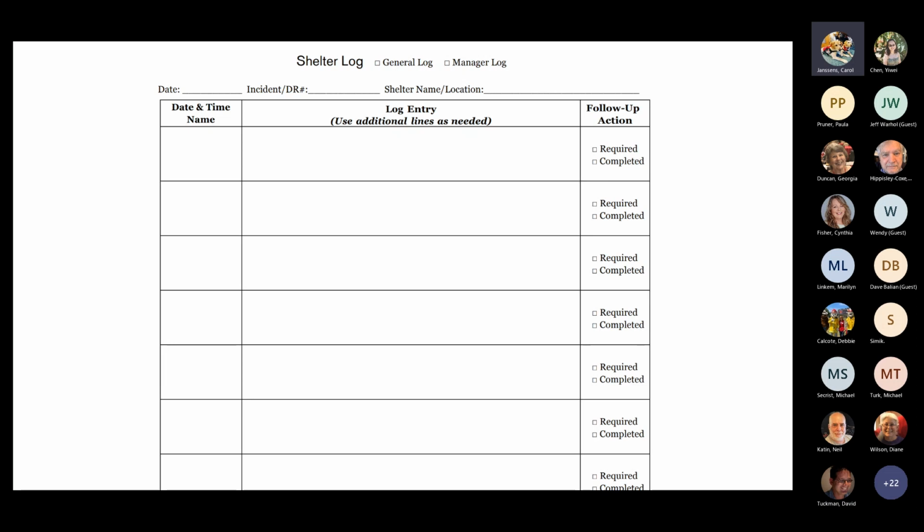But in the manager log, the manager might put that information, because the manager log is more confidential, just for the shelter manager. Also in the shelter manager log, it's a good thing, if you're the shelter manager, to write positive things that your staff did that you might forget. So when you do their evals, or if you're having a problem with staff, or if there's an incident that needs to stay more private, that'll go in the manager log.